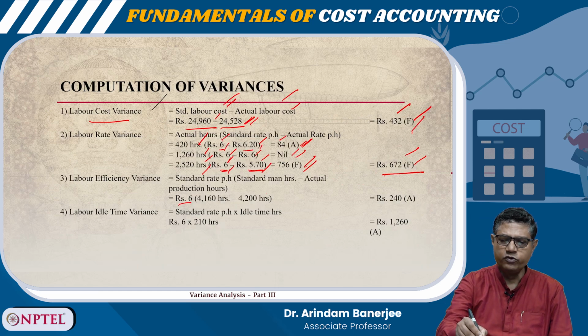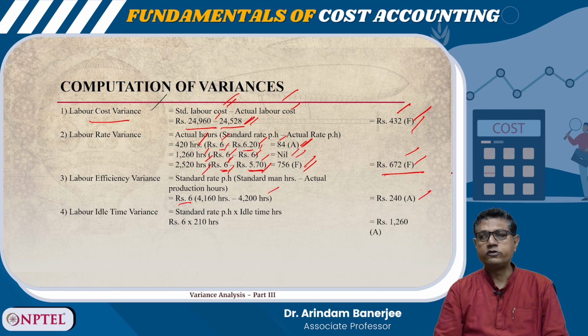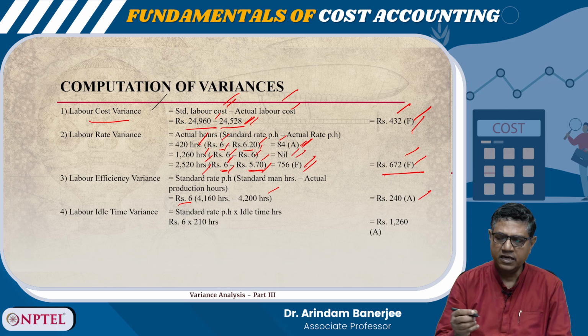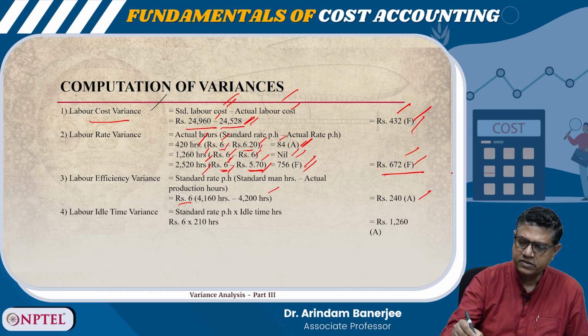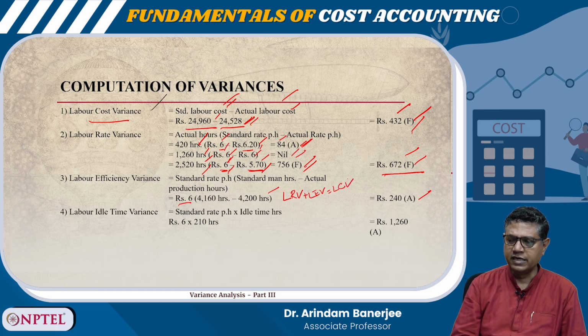So minus 4,200, it is coming to 240 adverse, right? So the actual number of hours paid is more than the standard hours, so it is adverse 240. Now, labor rate variance plus labor efficiency variance is equal to labor cost variance. This is a check whether our calculations are correct or not.